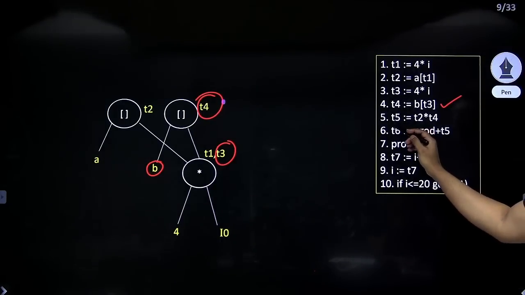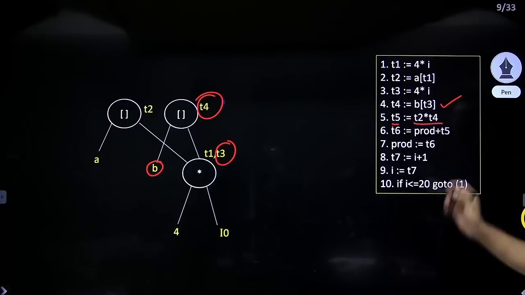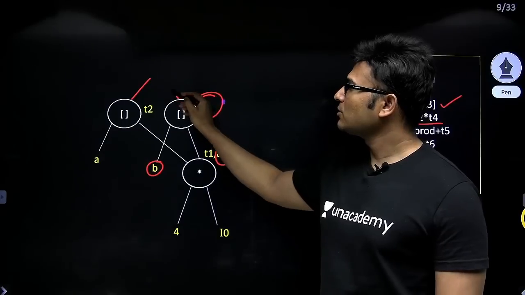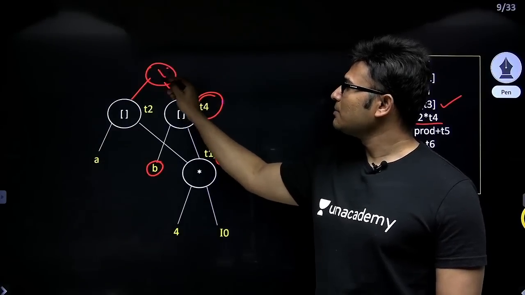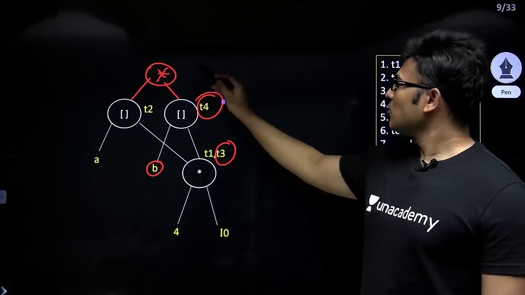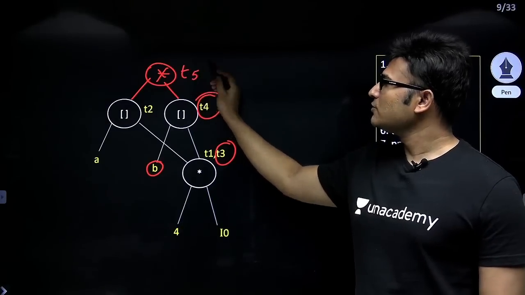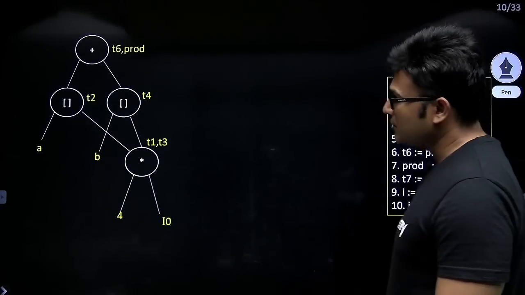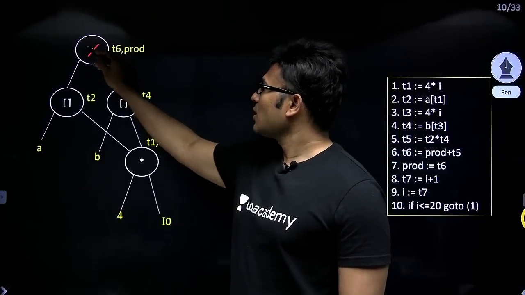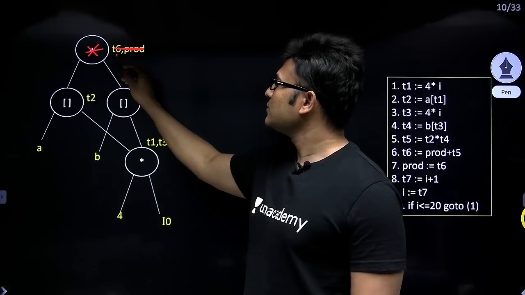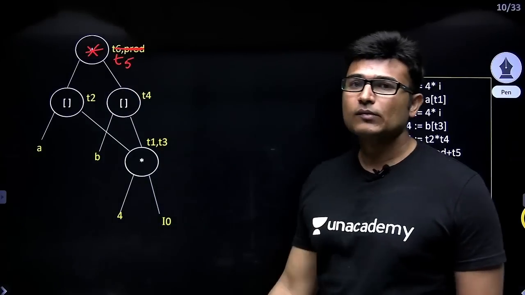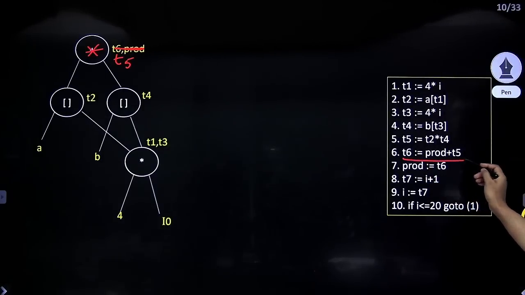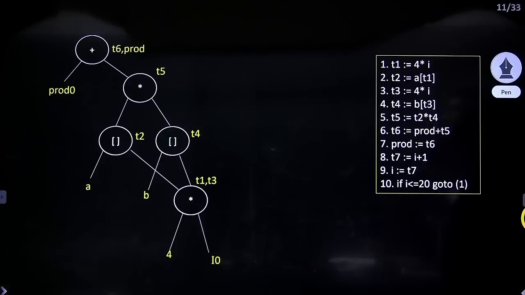Now the next part is T5 equal to T2 into T4, which means these two have to be multiplied. Okay, these two have to be multiplied, and that is equal to T5. So this node will be T5. Got it? Yeah. So there is a mistake here. So this is star and this is T5. Got it? And the next one is T6 equal to product plus T5.